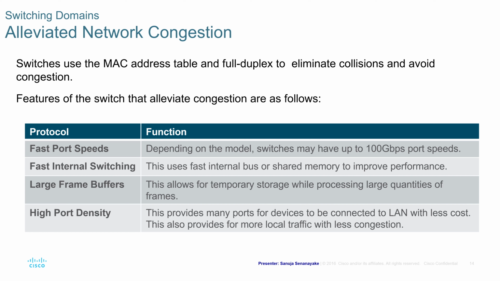Large frame buffers. This allows temporary storage while processing large quantities of frames. Again, newer models have more abilities with the frame buffering. And high port density. This provides many ports for devices to be connected to a LAN with less cost. This also provides for more local traffic with less congestion.